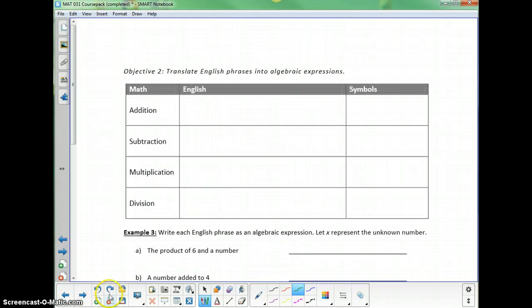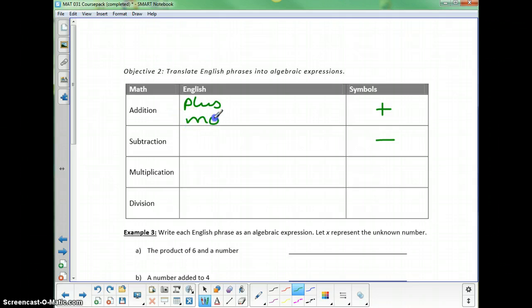All right. The next objective is to translate English phrases into algebraic expressions. So we need a couple of words that are commonly used for addition and a couple of symbols. The symbols for addition and subtraction, there's only one of each, but as you've already seen, multiplication has several symbols. So addition, some of the words that might come up might be plus, addition, add, etc.